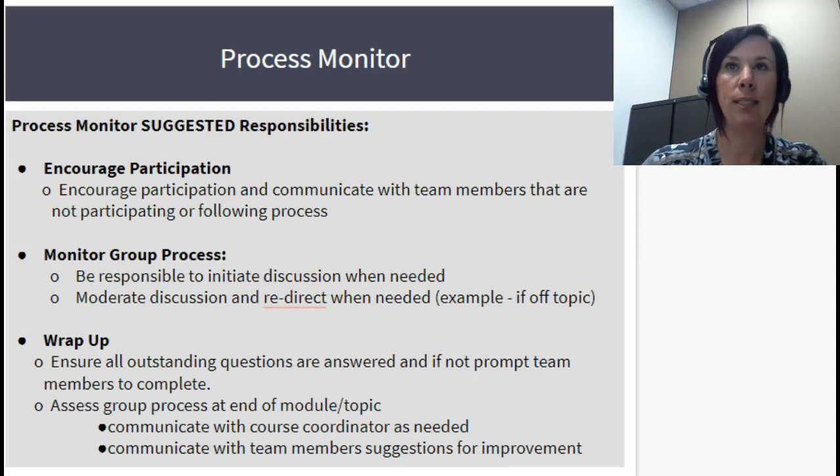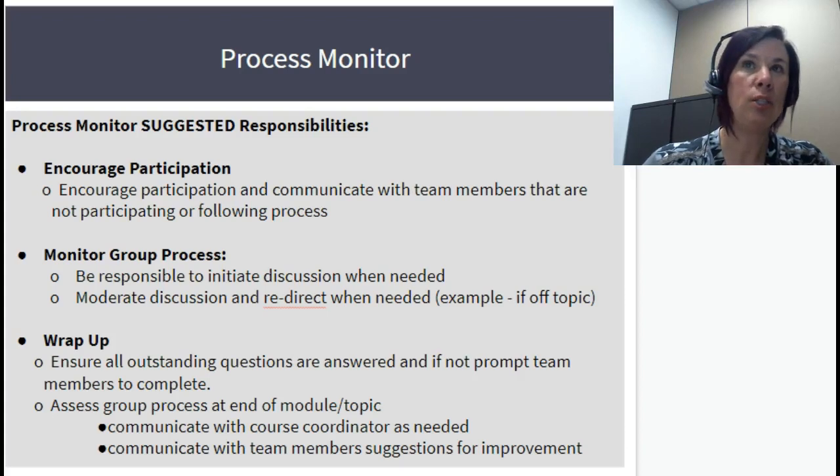So for encouraging participation, they will communicate with team members that are not participating or following the process to encourage them and engage them in the process. They will be responsible for initiating discussion when needed. And they also will help to moderate discussion and redirect when needed. For example, if things get off topic, the process monitor can help to redirect discussion back on topic.